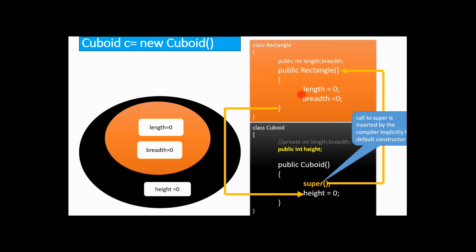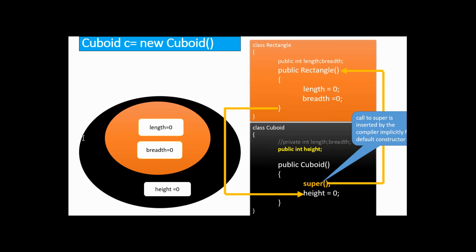So whenever the call to super is inserted by the compiler, it creates an object for your parent class. That is, it creates this length and then the breadth. Once this code is completed, this length and breadth is made available to your cuboid class. Clear with this?